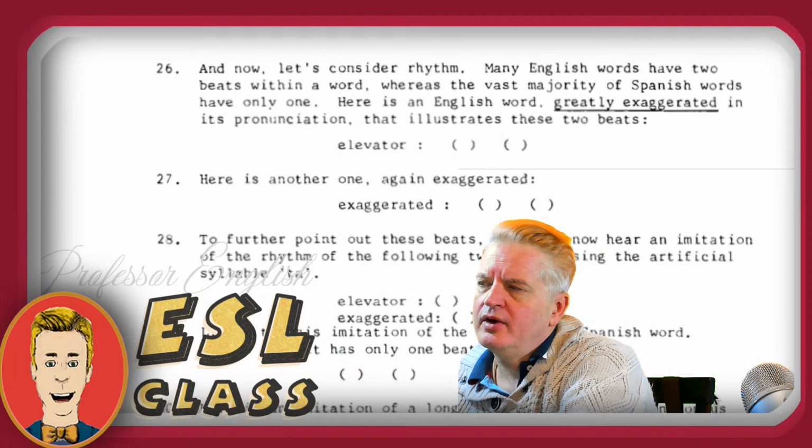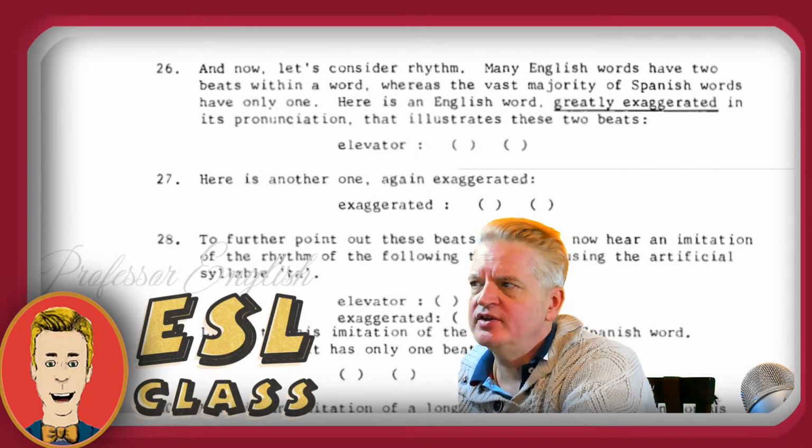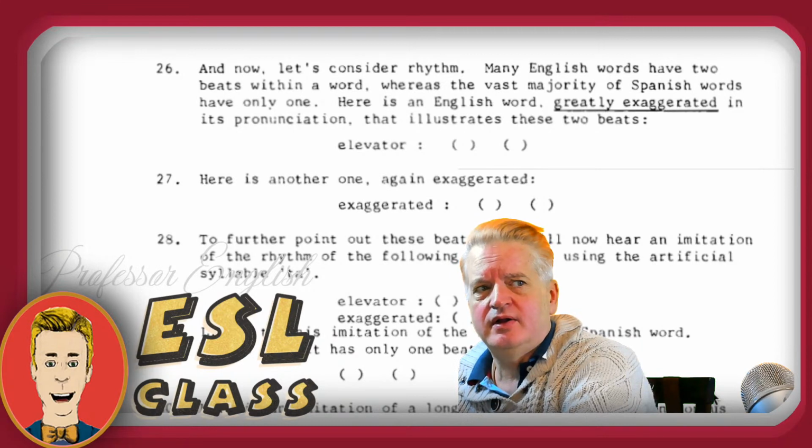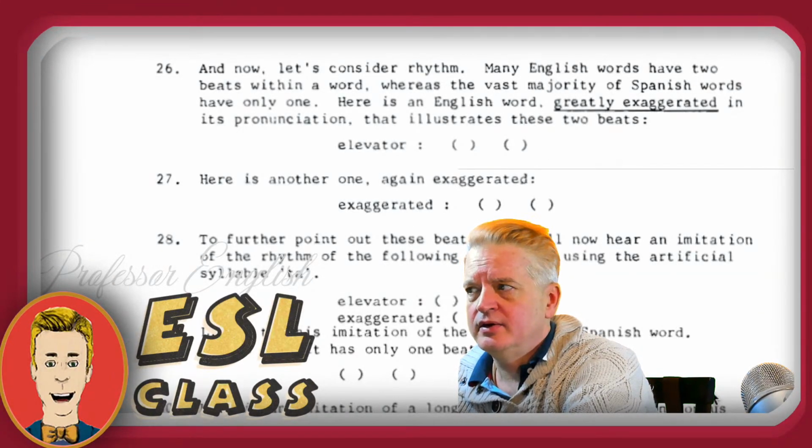Number 26. Now let's consider rhythm. Many English words have two beats within a word, whereas the vast majority of Spanish words have only one. Here's an English word greatly exaggerated in its pronunciation that illustrates these two beats. Elevator. Number 27. Exaggerated. This is another word. Exaggerate.